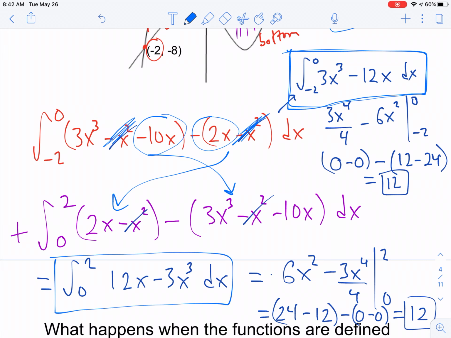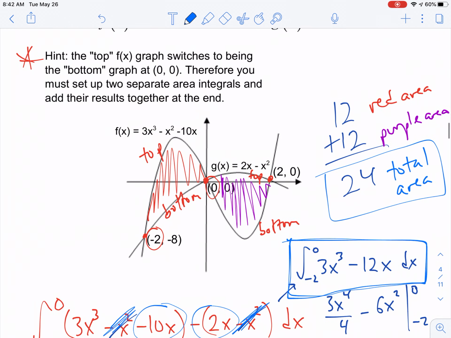12x, you're just negating the terms. The 3x cubed becomes negative and the negative 12x becomes positive. So it's 12x minus 3x cubed. When you integrate both of them, you get 12 for both of them. So your total area when you add them together is 24.